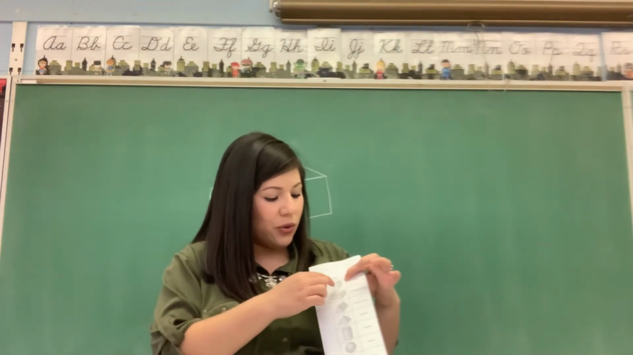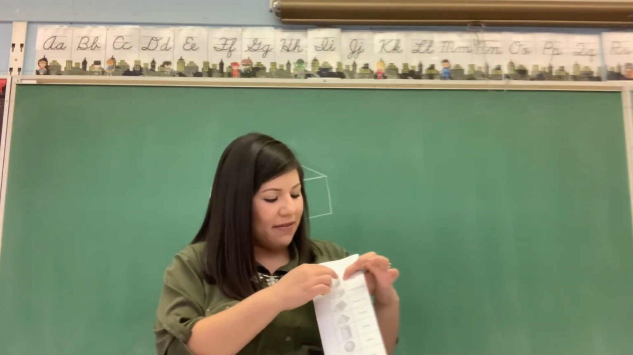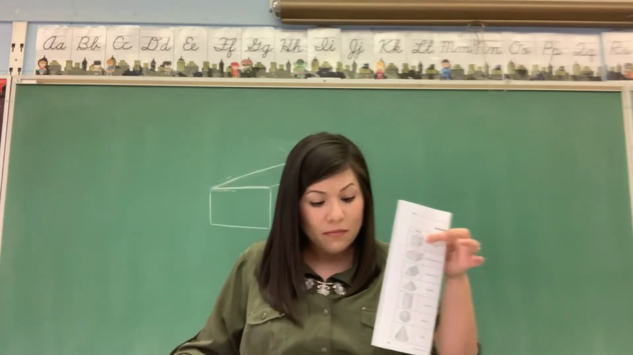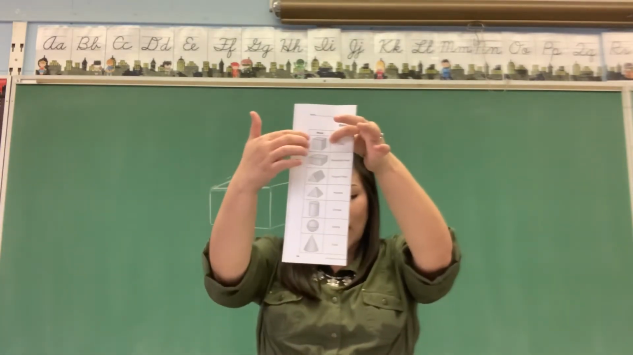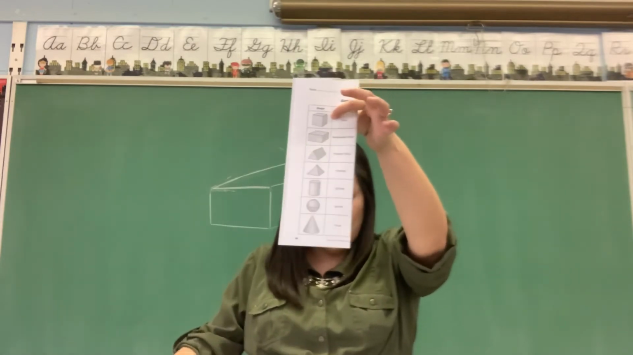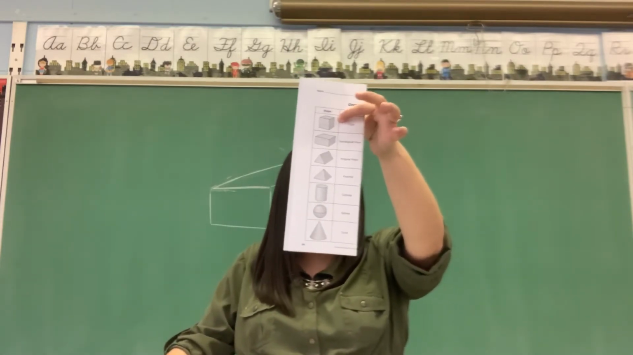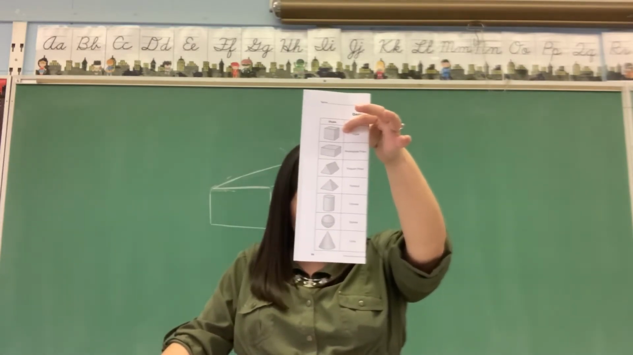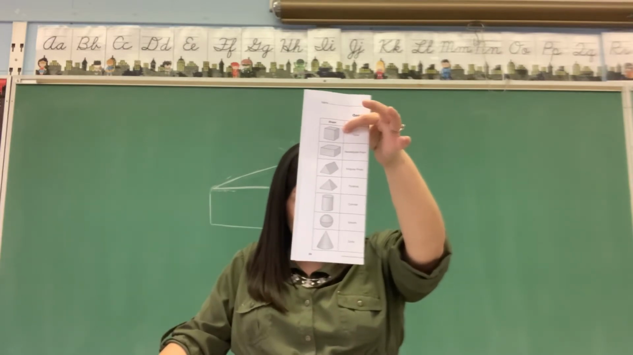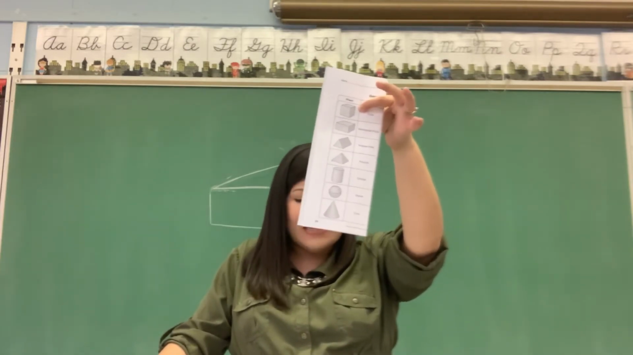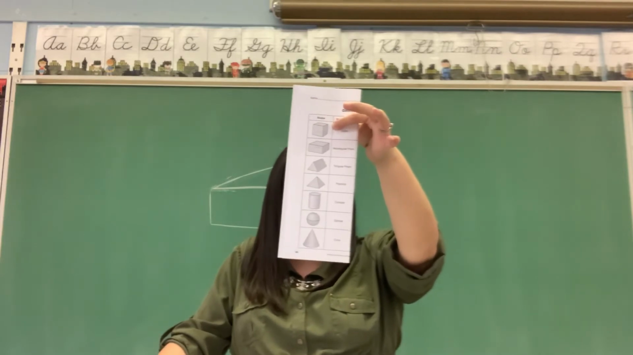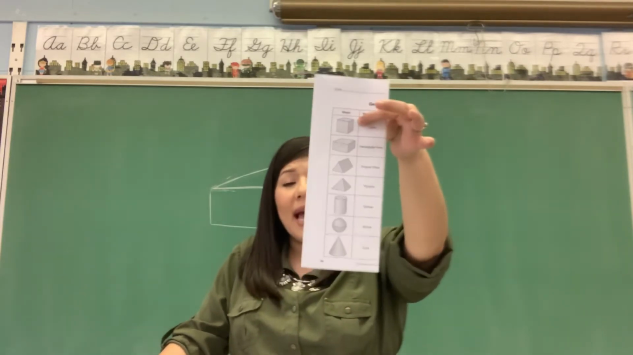How many vertices does it have? So it has 1, 2, 3, 4, 5, 6, 7, 8. 4 plus 4, there's 4 around the top, 4 around the bottom, so we have those vertices. And how many edges does the box have? It has 12. Technically, there's 4 around the top, 4 around the bottom, and 4 running from top to bottom.